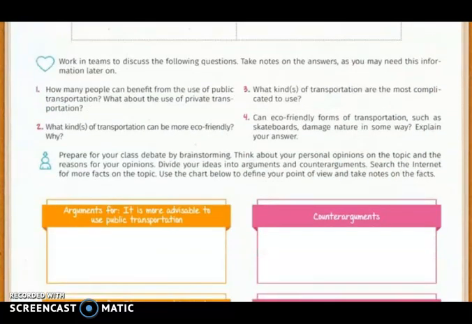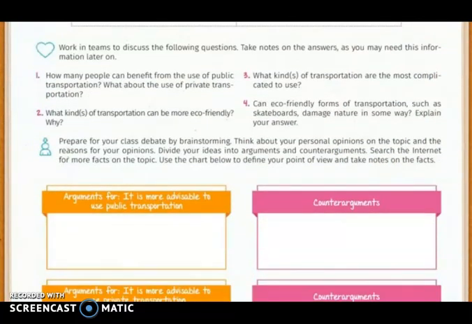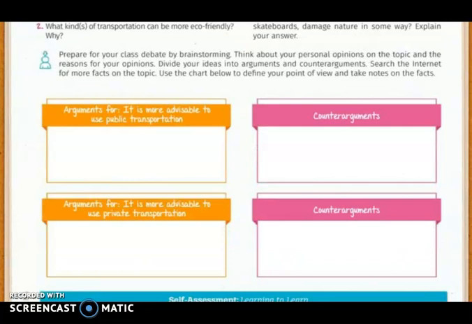When you finish answering these questions, you are prepared for your class debate by brainstorming. You are going to think about your personal opinions on the topic and the reasons for your opinions. You are going to divide your ideas into arguments and counter-arguments. Search the internet for more facts on the topic. Use the chart below to define your point of view and take notes on the facts.